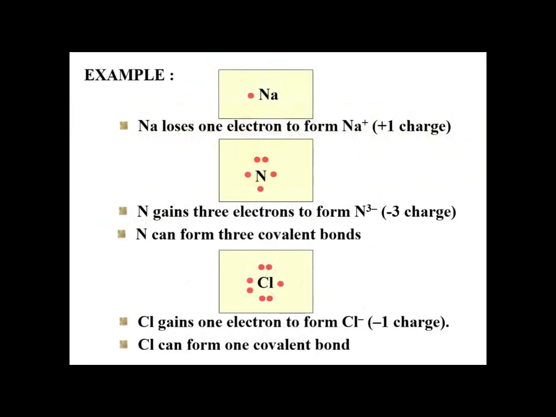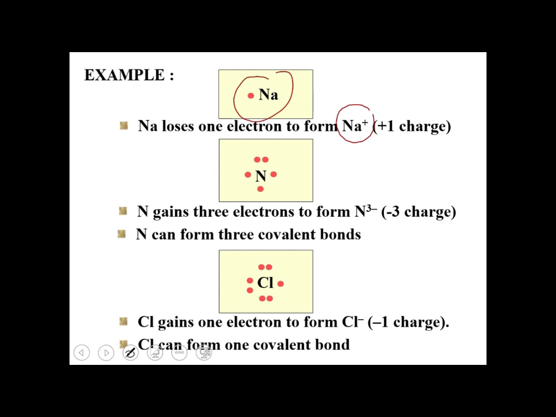So for example, Na metal has a tendency to lose electrons. So how many electrons does it have? 1. So how many electrons will it lose? 1. So when it loses an electron, it will form a positive charge, Na plus. If you lose 1 electron, if you lose 2 electrons, you will get a 2 plus charge.